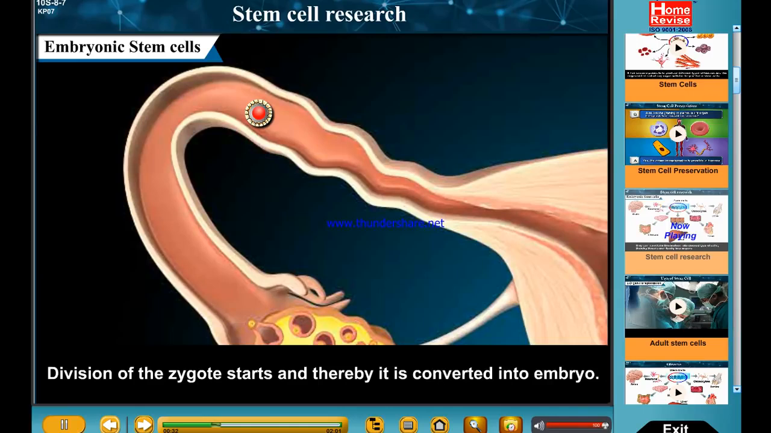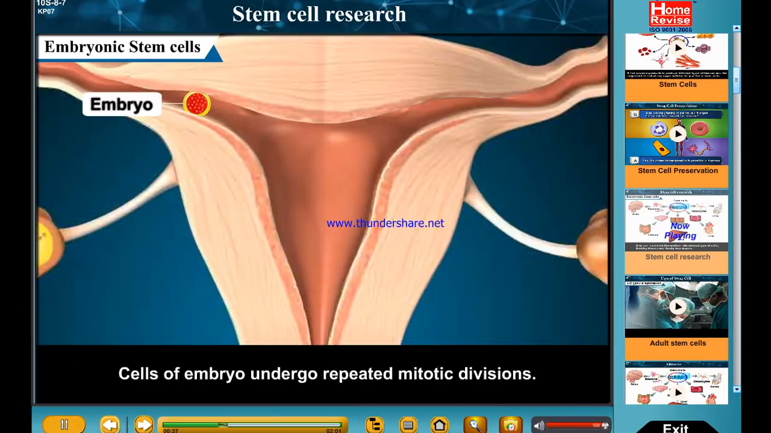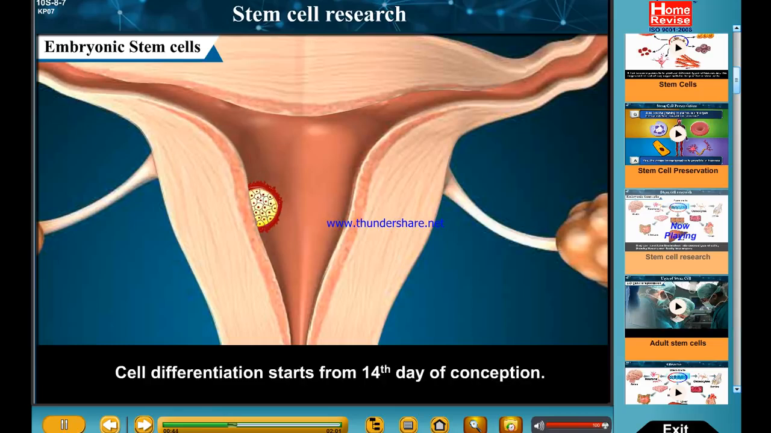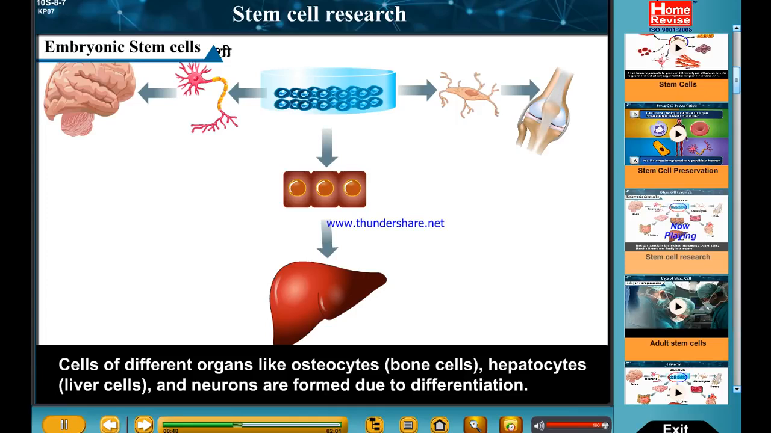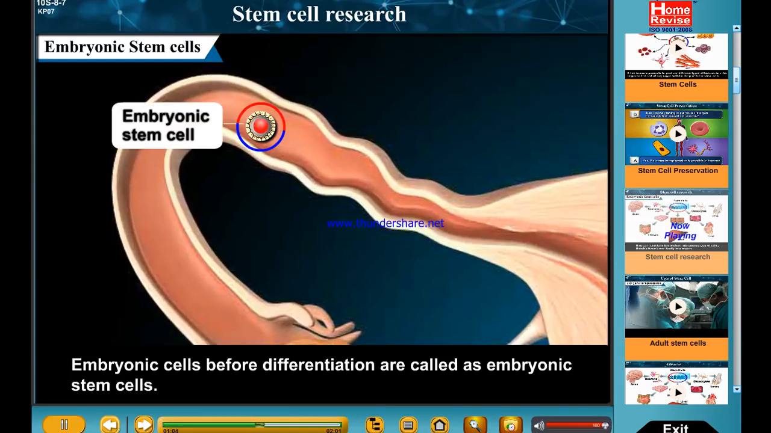Division of the zygote starts and thereby it is converted into an embryo. Cells of the embryo undergo repeated mitotic divisions. Cell differentiation starts from the 14th day of conception. Cells of different organs like osteocytes, that is bone cells, hepatocytes, that is liver cells, and neurons are formed due to differentiation. Embryonic cells before differentiation are called embryonic stem cells.